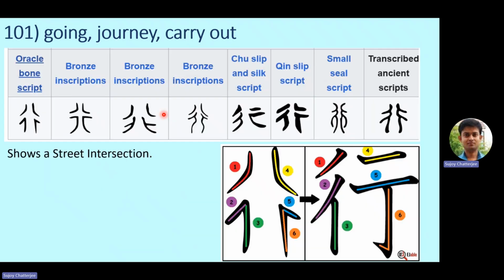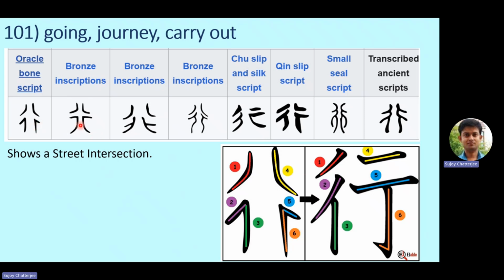So now another important thing, from where did this symbol originate? So this symbol, this is the modern symbol. As you can see, earlier it was like this. So this shows a street intersection. So as you can see here, this is one road, this is another road, this is the third road, and this is the fourth road. So this is basically the intersection of 4 roads, and this signifies a journey, that is going somewhere. And from this, the modern character has been evolved.